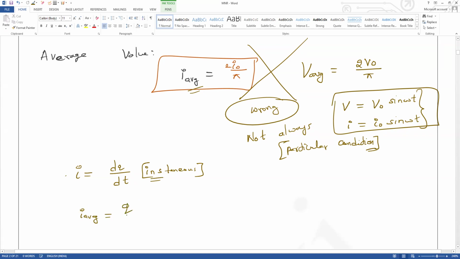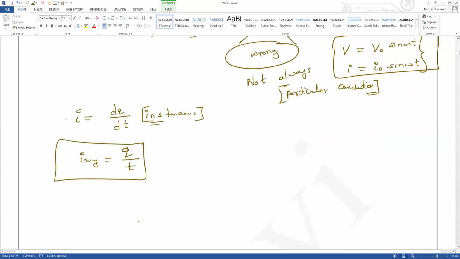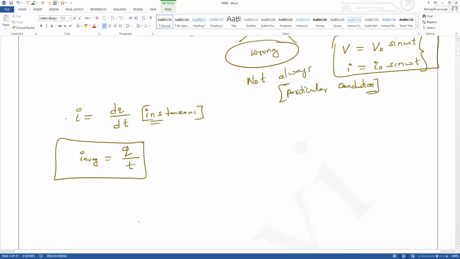What will happen? In the same way, dt plus dt plus dt, it will become what? Q by t. So this is I average equals to dq by dt. Will you all agree with me? Answer please. So I is equal to the instantaneous dq by dt.